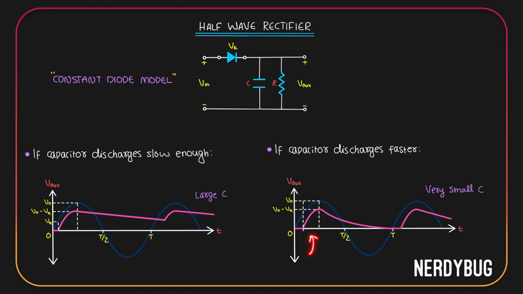The same thing happens in this case also. After that, the diode will turn on and the capacitor starts charging. The maximum voltage across the capacitor in this case will be V0 minus Vk.